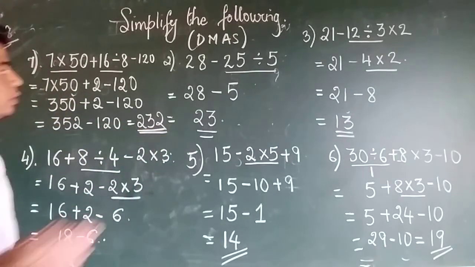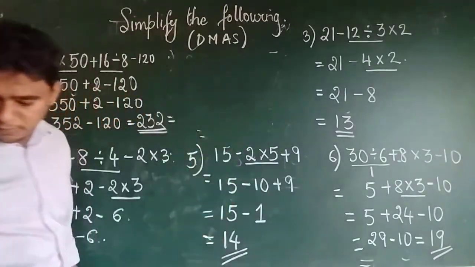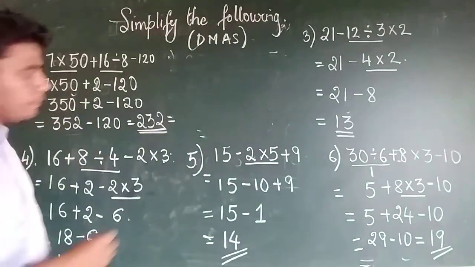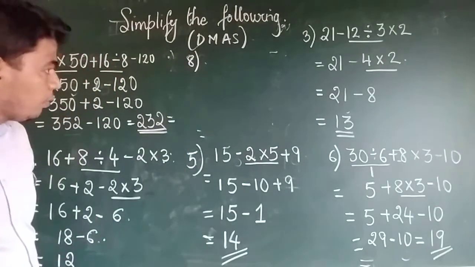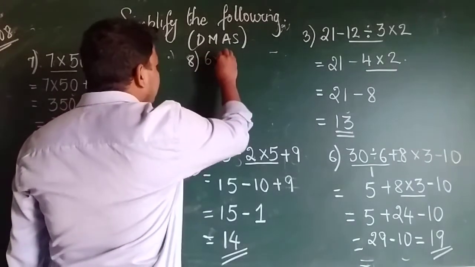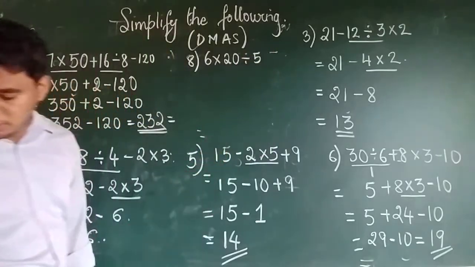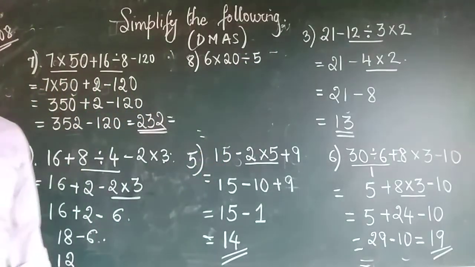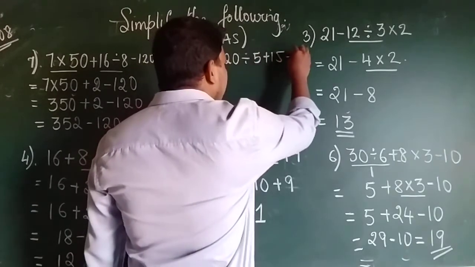Okay, so let's see the next one. We'll finish this exercise. Eighth one. Okay. Eighth one is 6 into 20 divided by 5, plus 15 minus 15.